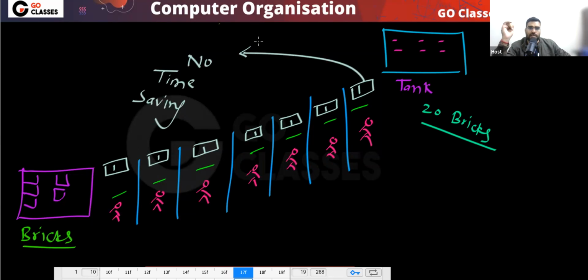For the first brick, what will happen? You will need a total of 7 steps for the first brick. This will happen for the first brick. Now you tell me about the remaining.